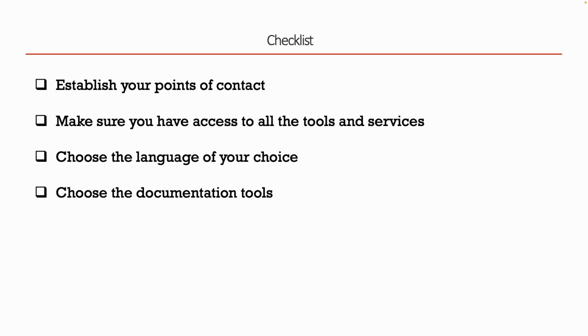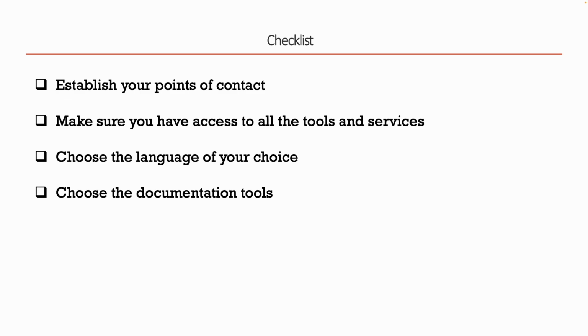To get started with documenting REST APIs, you must first establish your points of contact. Points of contact refer to anybody who will be helping you throughout your documentation journey. And then you also need to make sure that you have access to all of the tools and the services you are trying to document. You also need to choose the language of your choice, and then also think about the documentation tools that you would be using. In this video, we look into each of these steps one by one. In our next video, we'll also demonstrate the recommended setup for this series.